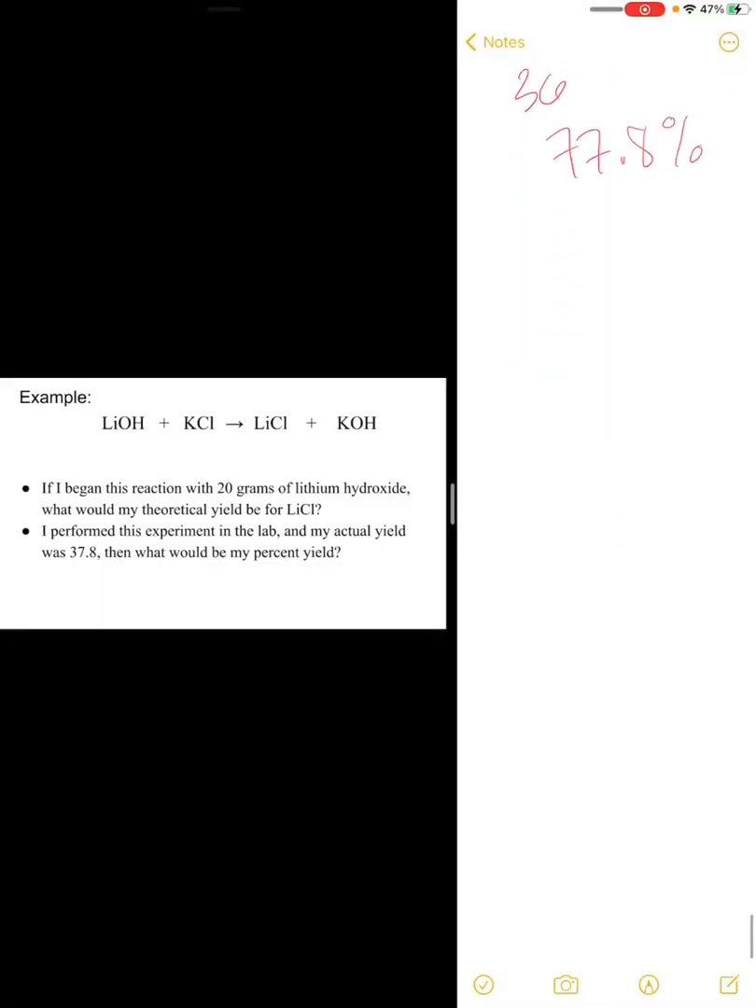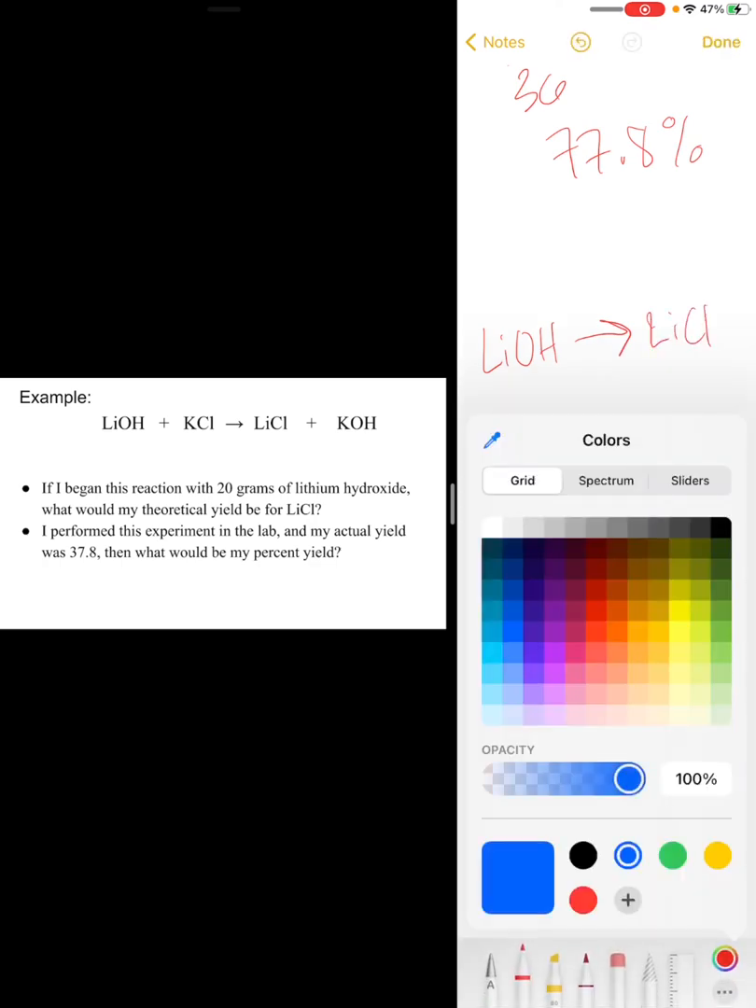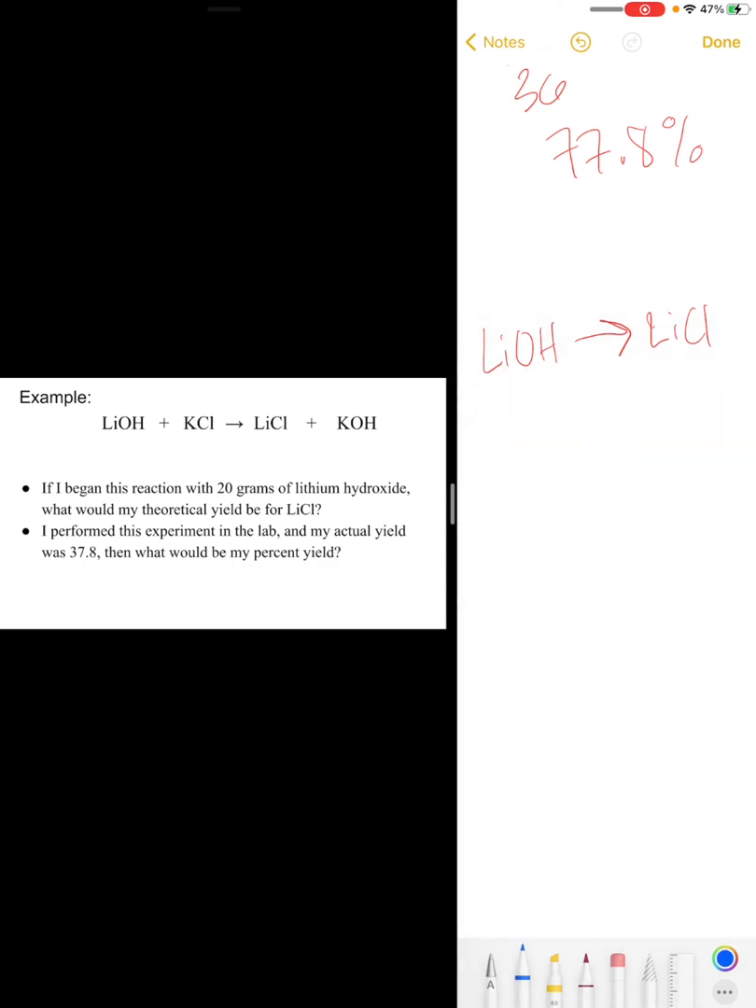I am first gonna need to solve for theoretical, so I have to do some stoichiometry. So I'm just gonna write down the things that I need in this equation. All right, so it says I have 20 grams of lithium hydroxide. It says what's the theoretical yield for LiCl, so I can put that there. So you need to grab your periodic table and go ahead and find the molar mass for each one.